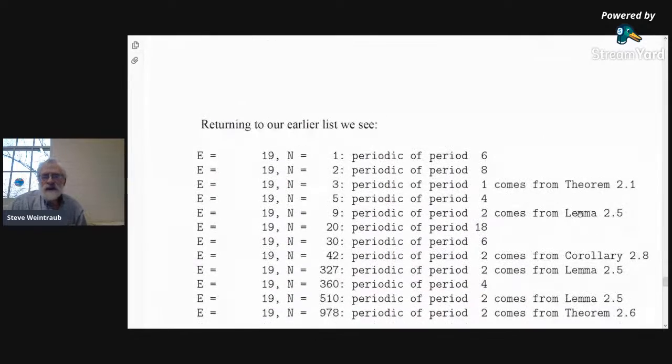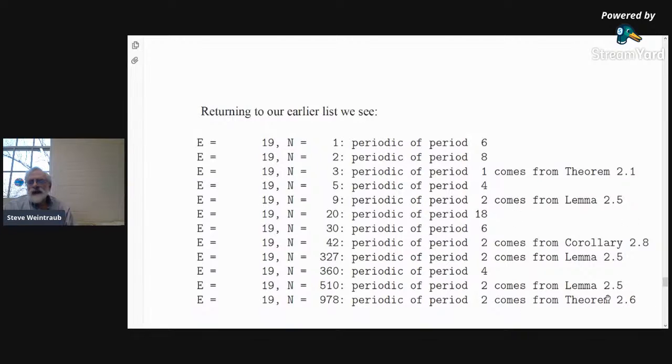So if we look at the periodic list for less than 1,000, and we look at period 1 or 2, then it turns out that here's where the solutions come about.